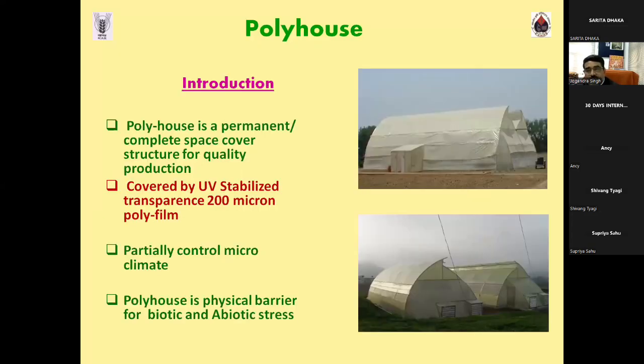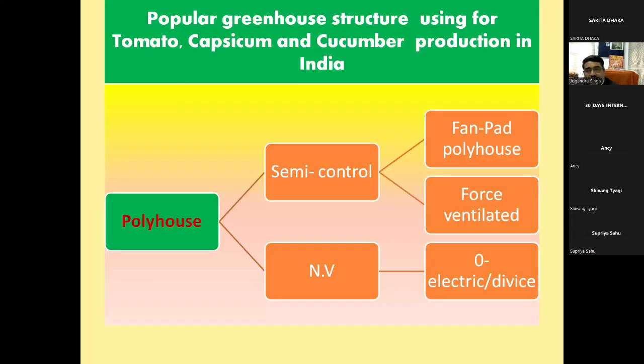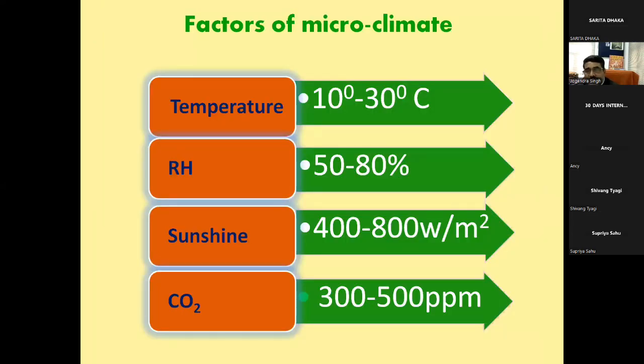So these are the types of polyhouse: fan pad polyhouse, naturally ventilated polyhouse. These are the ranges we can maintain automatically: 10 to 30 degrees of temperature, RH 50 to 80%, sunshine 400 to 800 watt per meter square, and CO2 level 300 to 1500 ppm. This is the average range we can maintain under protected conditions, and it will be suitable and play a positive role in production and productivity. So there is no problem.